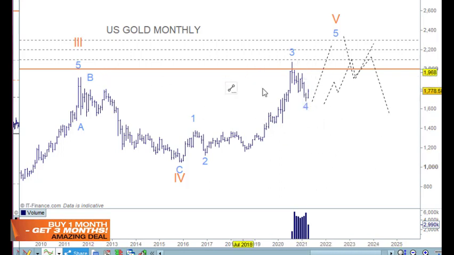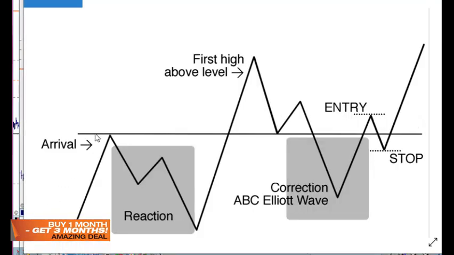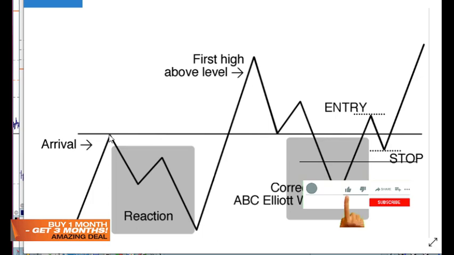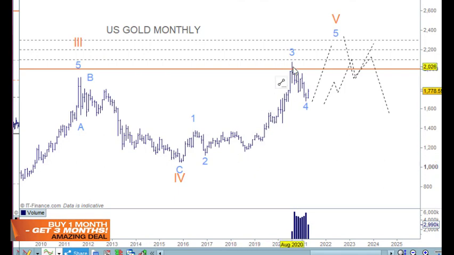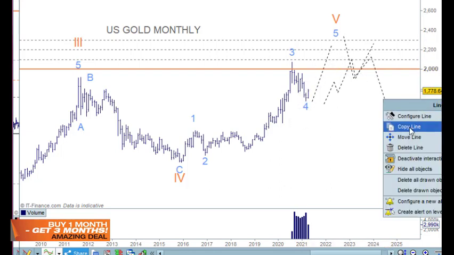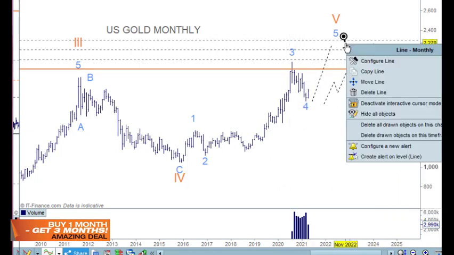So this pattern that we're looking at here is the classic trading levels pattern, where we've come up to this level here, the 2000, and we're looking for an ABC pattern, which we've got. And now we're about here. So we're looking for 5 waves in the first high above this level here. And then we'll see a larger ABC pattern unfold here. So yeah, classic trading levels pattern: the arrival, the reaction, the first high above the level in 5 waves. And then we look for a larger ABC pattern coming into play here.